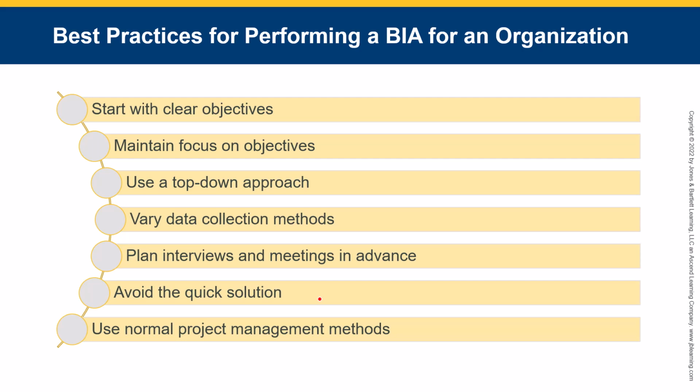Best practices when performing a BIA: clear objective, clear scope. Maintain your focus on that objective and scope. Do not allow for scope creep. Minimize scope creep the best you can. Use a top-down approach. Verify and vary the data that's being collected and the methods by which the data is being collected.